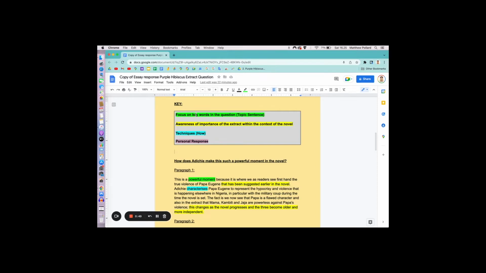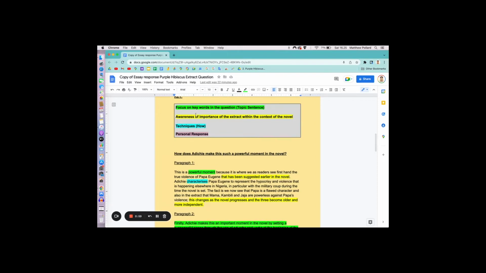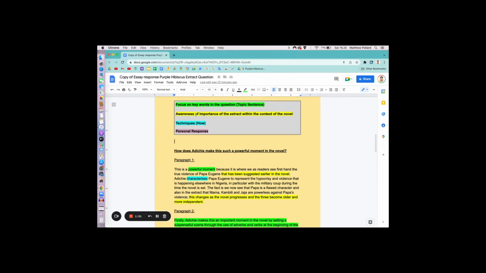So once you've written your plan, go back to it and write your introduction. My tip here is to ensure that the first sentence uses the actual wording of the question. So we have, this is a powerful moment because it is where we as readers see firsthand the true violence of Papa Eugene that has been suggested earlier in the novel.